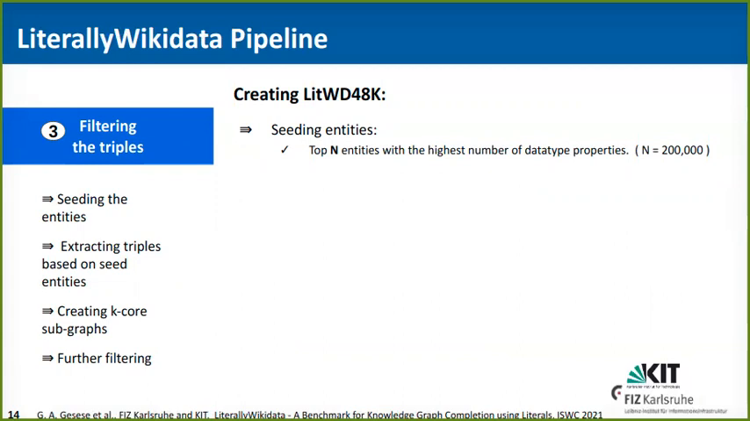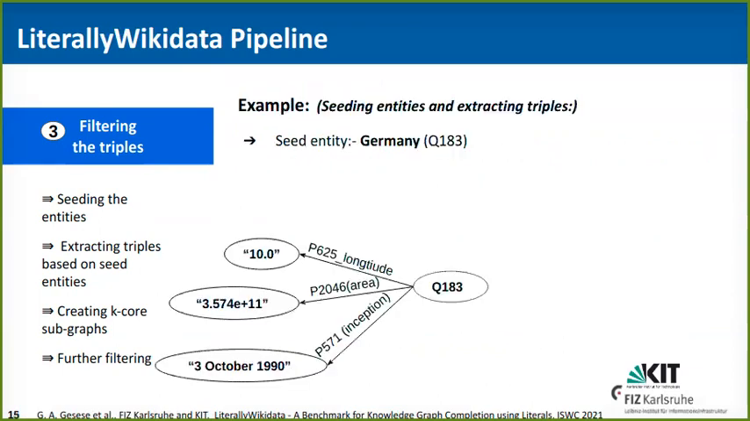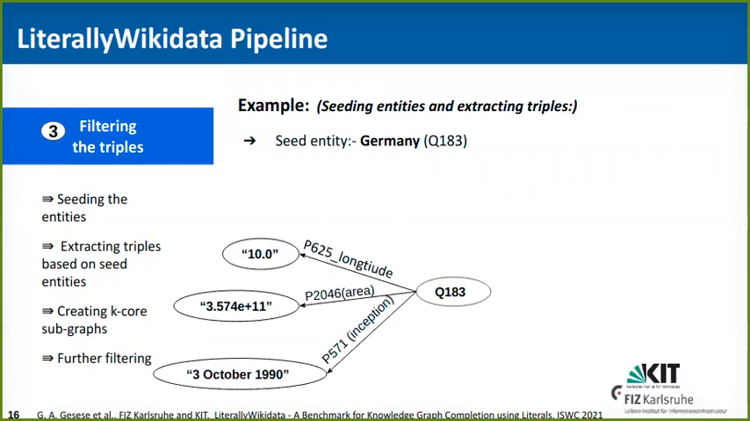The first steps are getting the seed entities, extracting the triples with these seed entities, creating K-core subgraphs from the extracted triples, and then doing further filtering. In the case of the LiterallyWikidata 48K dataset, the seed entities are the top 200,000 entities with the highest number of data type properties. Then, we extract triples where either the heads or the tails are among the seed entities. As illustrated here, for example, given the seed entity German, which has some literal values, a triple containing this entity would be Germany, language used, German. We can also have the seed entity Germany as a tail. For example, Albert Einstein, residence, Germany.